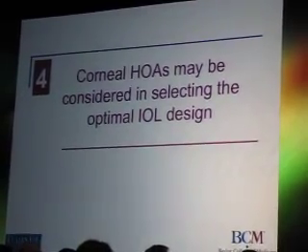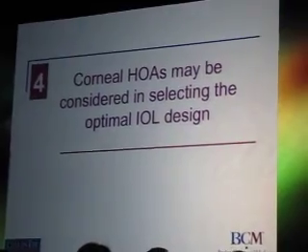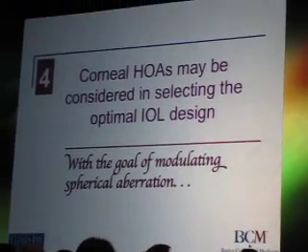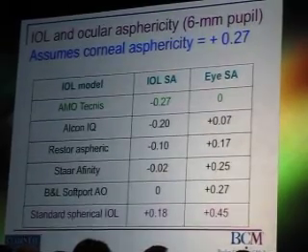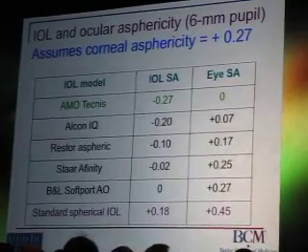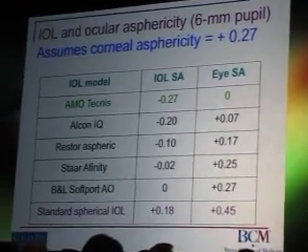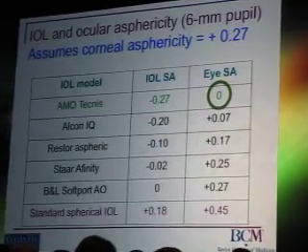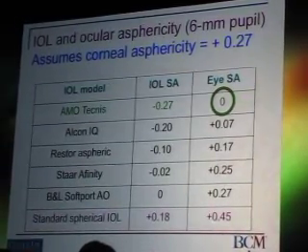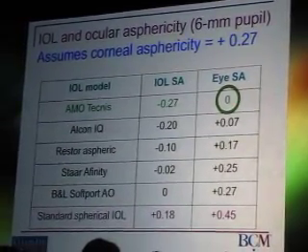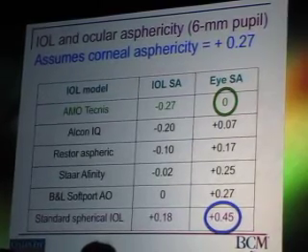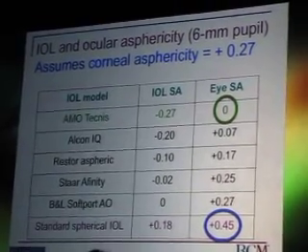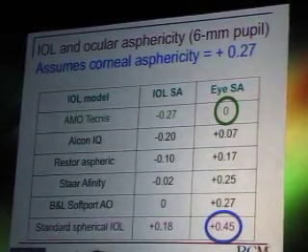Now we can use corneal higher order aberrations in optimizing the IOL design for our patients. And modulating spherical aberration is where this comes into play, as many of you know. And if we look at the lenses that are available in the United States in terms of their various ranges of spherical aberration, the Tecnis lens is designed to neutralize that plus 0.27 of the cornea, leaving the eye on average with no spherical aberration, contrasted with the standard spherical IOL that has about 0.18 and will leave the eye with about plus 0.45. And of course, the question we ask is, how important is this?